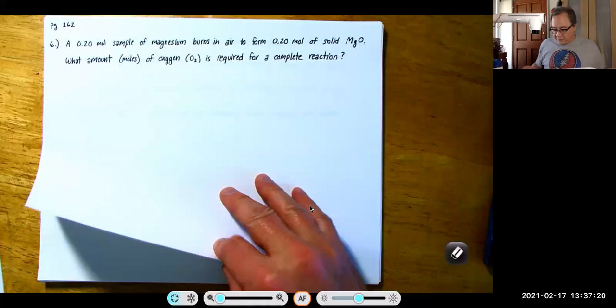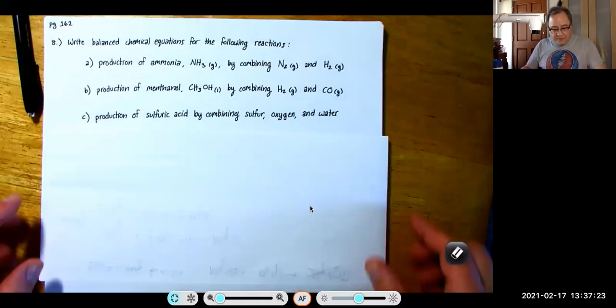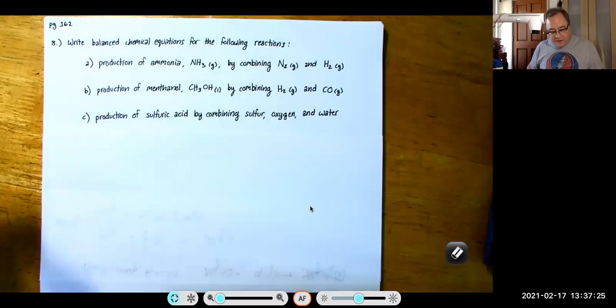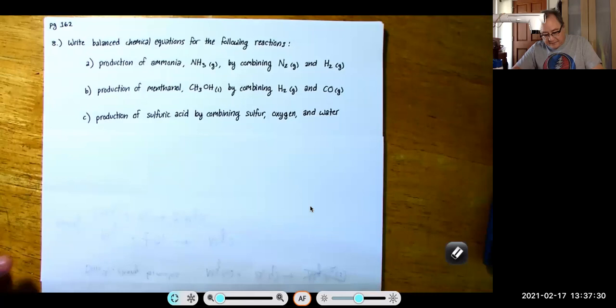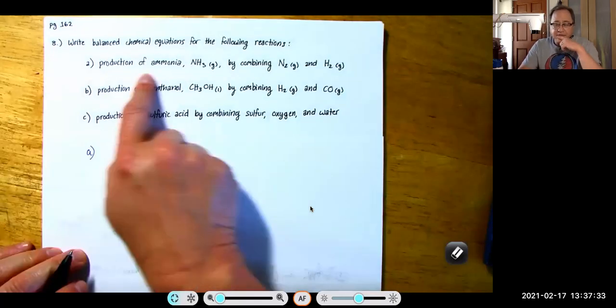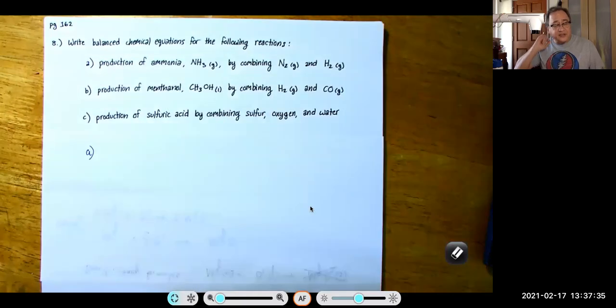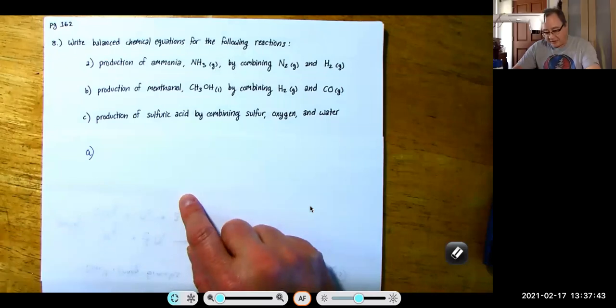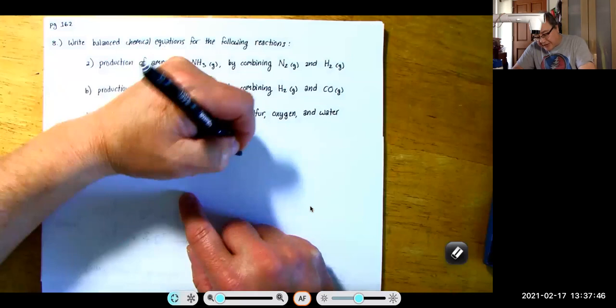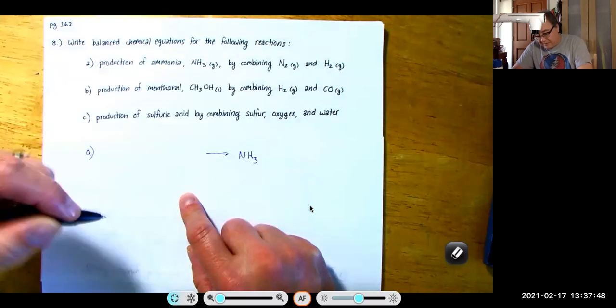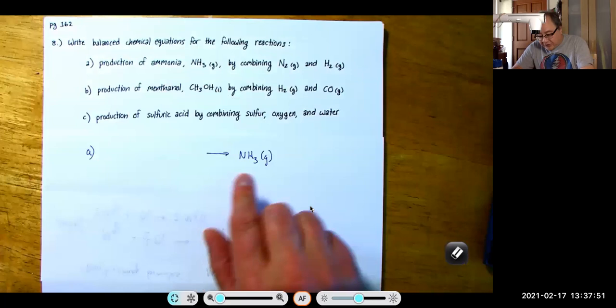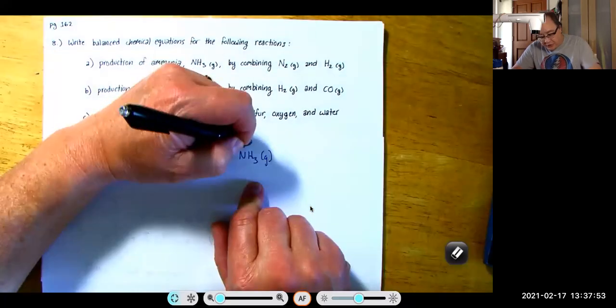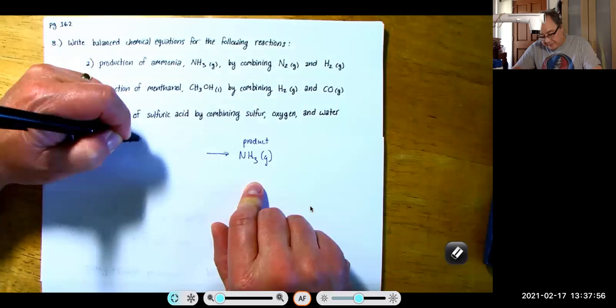Oh, no. Okay. Now, number 8, write balanced reactions for the following. So let's take a look at A. Production of ammonia. Does that make ammonia seem like it's a reactant or a product? A product. Right. And so that means we're going to put it on the right-hand side of the arrow. Because in these chemical reactions, the products are what the arrow points to. The reactants is where you start.